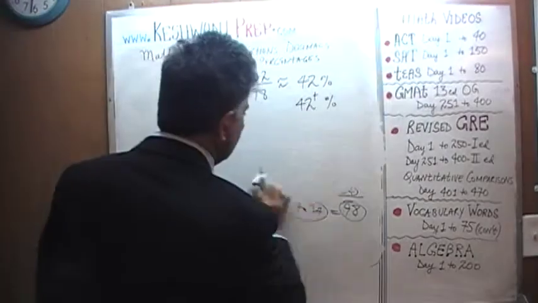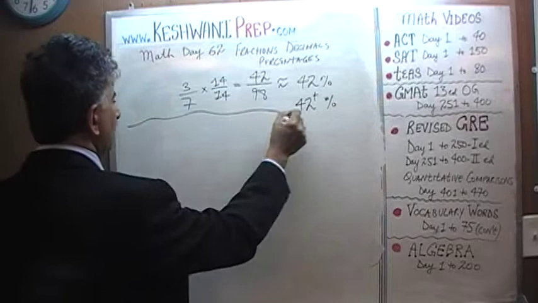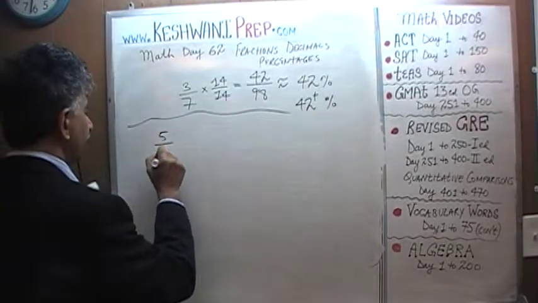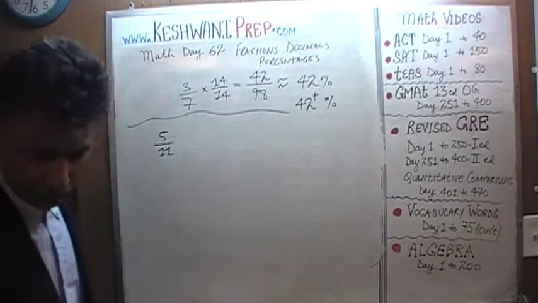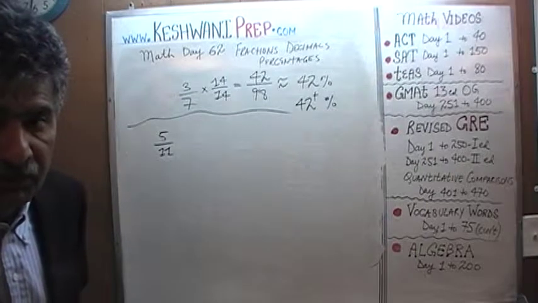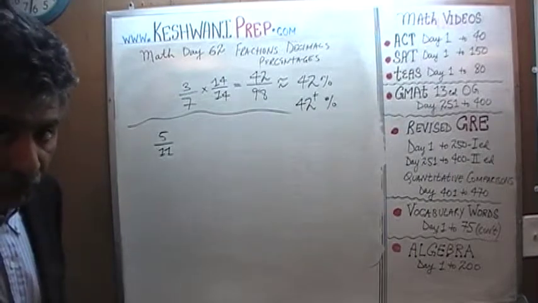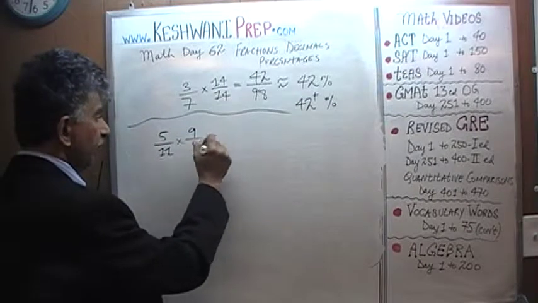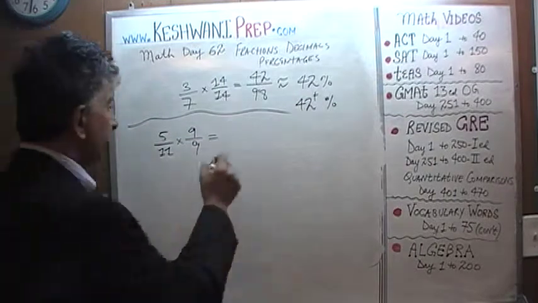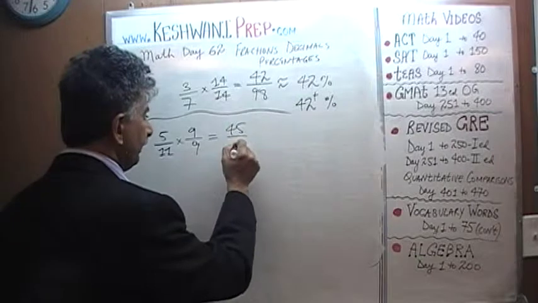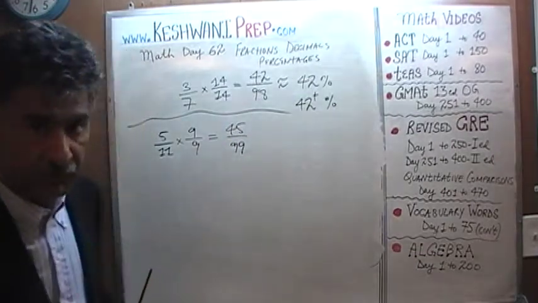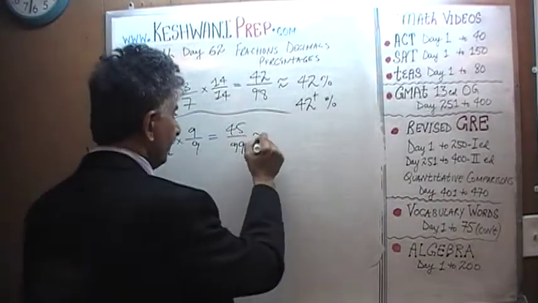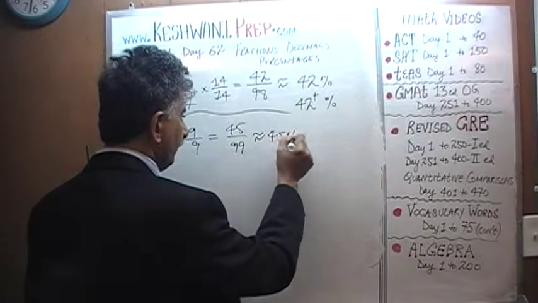Let's do the next one. How about 5/11? If you were to convert 5/11 into percentage, or approximate percentage, that's very simple. Multiply top and bottom by 9. We end up with 45 over 99. That's about as close to 100 as we're going to get, and that's approximately 45%.